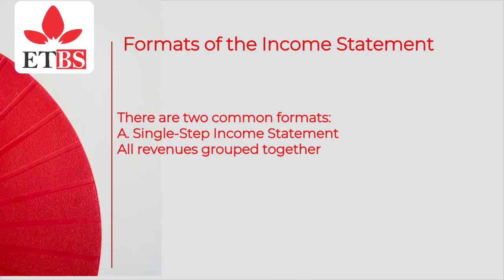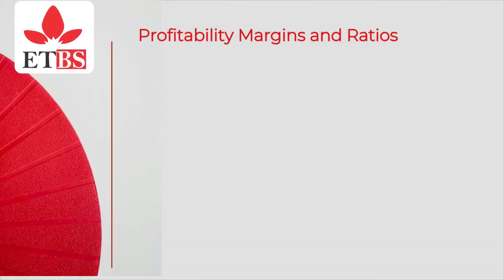Formats of the income statement. There are two common formats. A. Single-step income statement: all revenues grouped together, all expenses grouped together, and net income calculated in one step. Simple but less detailed. B. Multi-step income statement: includes intermediate steps such as gross profit and operating income. It offers deeper insight into performance and is preferred for financial analysis.